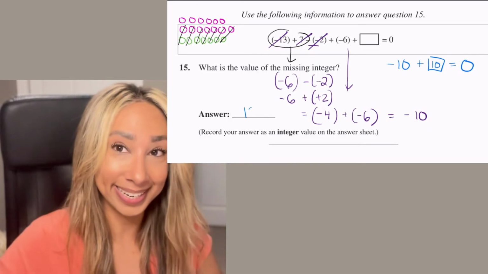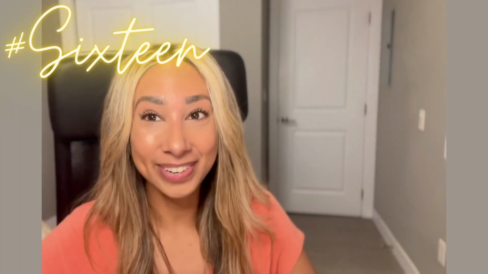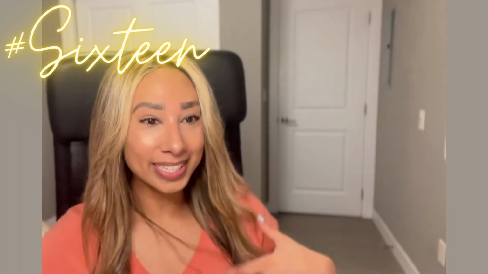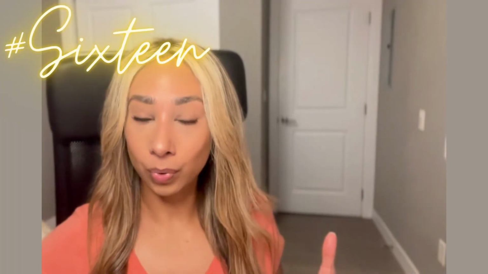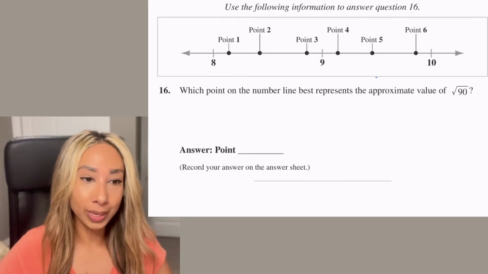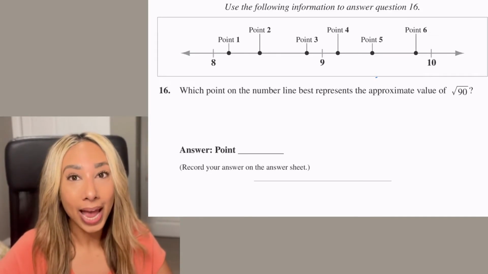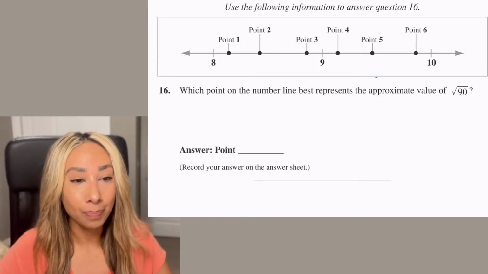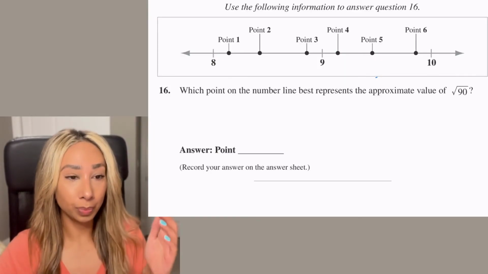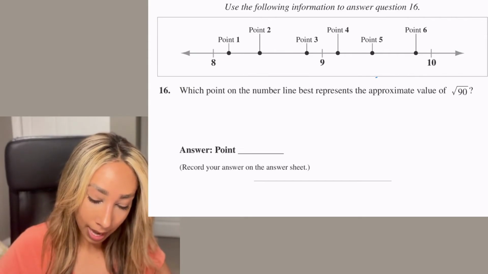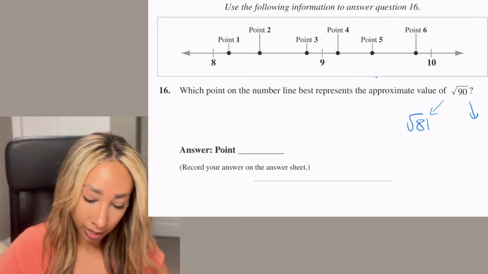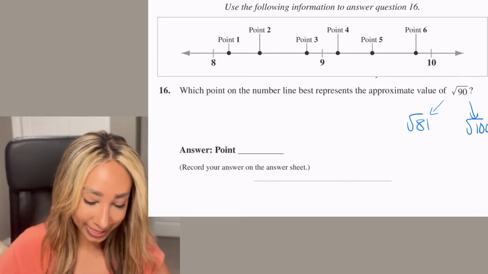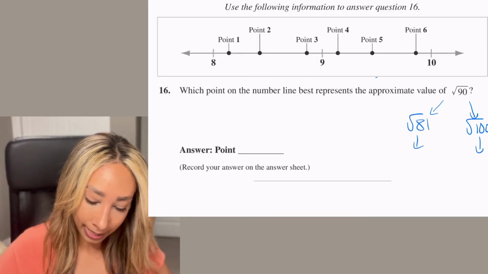All right, let's go ahead and look at number 16. We just have a couple more to go and then we're all done. I'm looking at the square root of 90. They want to know on the number line what's the best point to represent that. The first thing I'm going to do is think about my list of square roots and where 90 is going to fit amongst those perfect squares. The closest I can get is the square root of 81 and the square root of 100. When I take those square roots, that gives me 9 and 10.